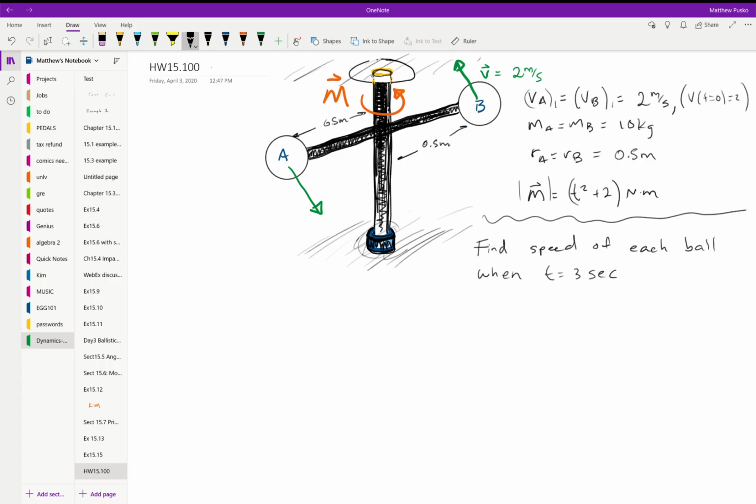Attached is this rod right here, and on each end is an equal mass. We'll call them mass A and mass B. They are equal, and they're each 10 kilograms, and the distance from each to the center of rotation, this is our axis of rotation, the center to each ball is 0.5 meters.